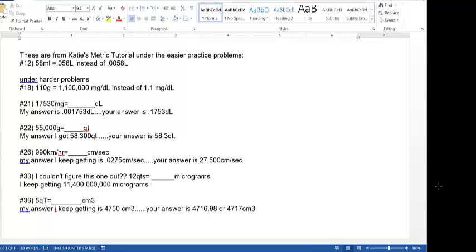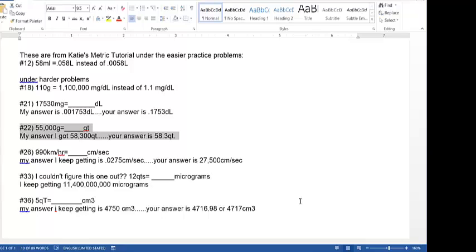Okay, so the next problem we're going to be looking at is number 22. 55,000 grams is how many quarts? A lot of these problems you're never going to see in real life. They are so wacky and so far out there that if you can solve them, then you can tackle pretty much any metric problem that comes your way. But some of these are a little ridiculous.